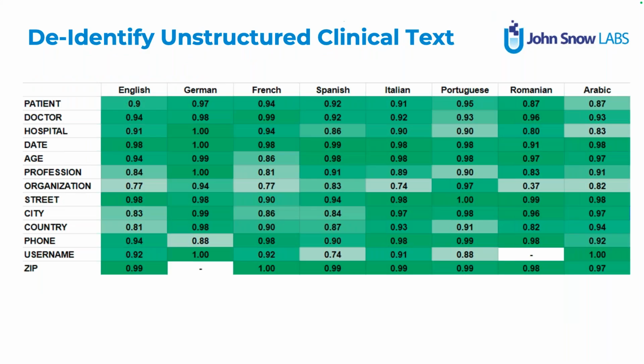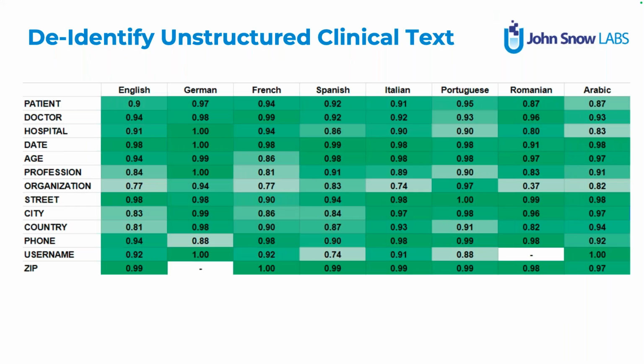De-identify unstructured clinical text. This slide illustrates the multilingual capabilities of our de-identification solution, demonstrating its consistently high performance across a wide array of languages. As you can see from the F1 scores, our system maintains excellent accuracy, not just in English, but also across German, French, Spanish, Italian, Portuguese, Romanian, and Arabic.